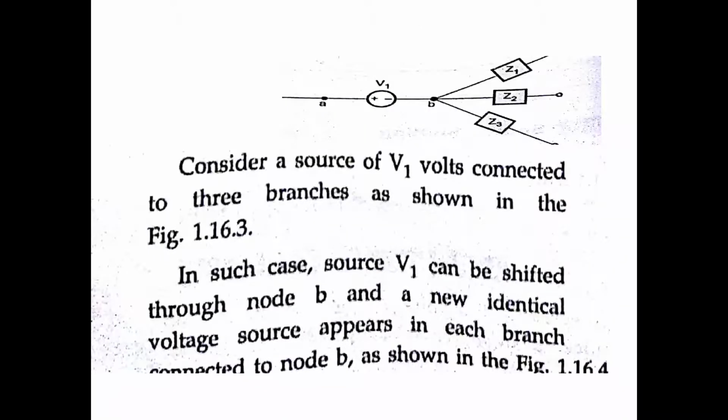Next, Z1, Z2, Z3 with the source V1. The V1 connects the three branches as shown. In such a case, V1 cannot be shifted through node B to give new identical voltage sources.